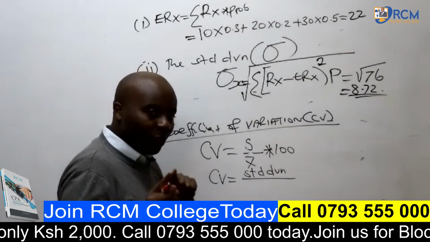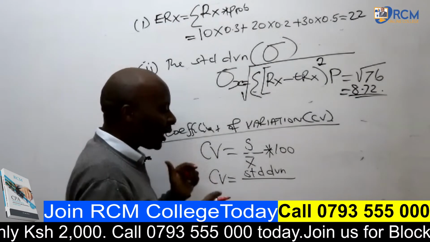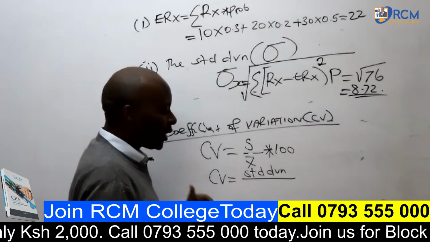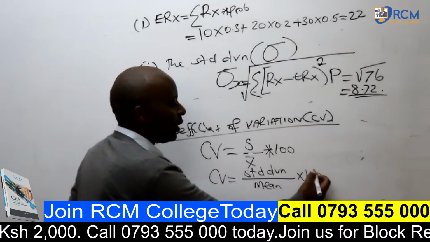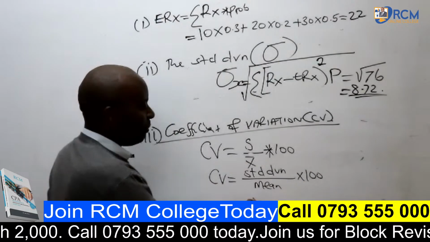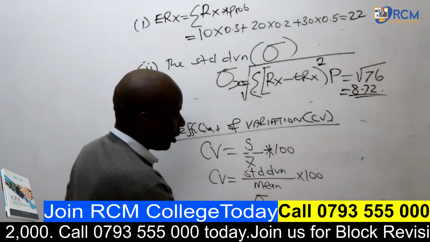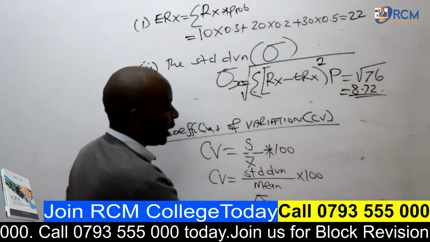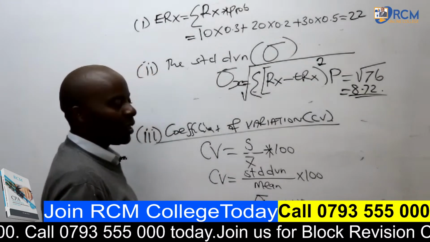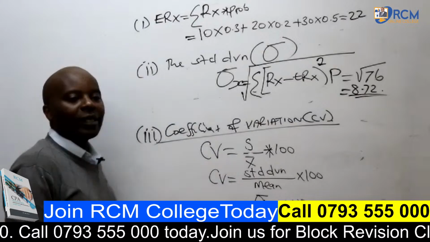What you could hear those two gentlemen talking about is expected returns. So basically, x bar is the mean, times 100. If my cameraman can see me up to here, CV will be equal to standard deviation all over ERX times 100.